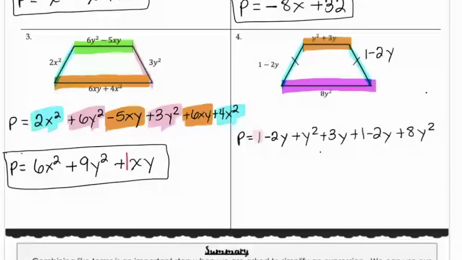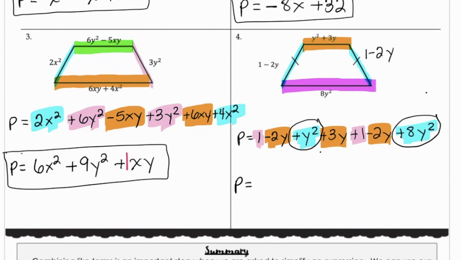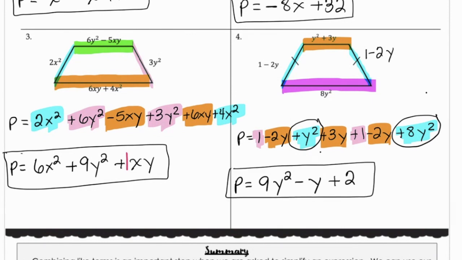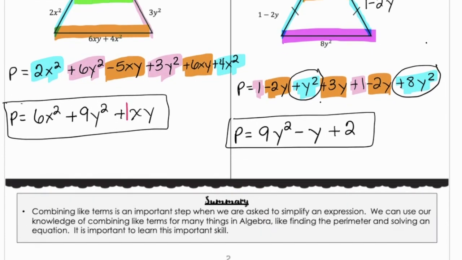So I have a 1 here and another 1 here. I have a y here, so negative 2y with the positive 3y with the negative 2y. And we have y squares that can be combined. So now I am going to write my answer. And notice here, we only have the variable y. So I'm going to try to write my answer in the correct form, standard form. So let's put the highest exponent first. Which y has the highest exponent? The y squares. So I'm going to add those 2 together, followed by y plus 2.